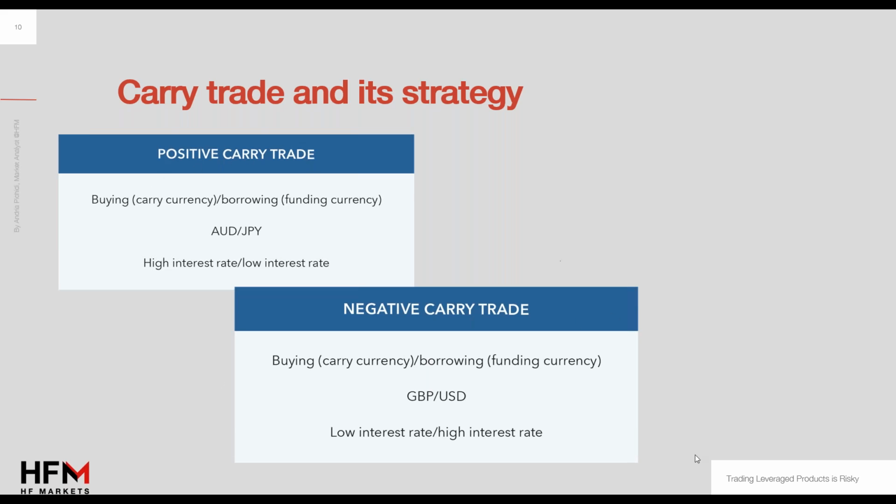A negative carry trade is pound dollar. If the buying currency, otherwise called the carry currency, the one in the front of the cross, has lower interest rates, and the borrowing one, or the funding one if you prefer, has higher interest rates, then we have a negative carry trade.